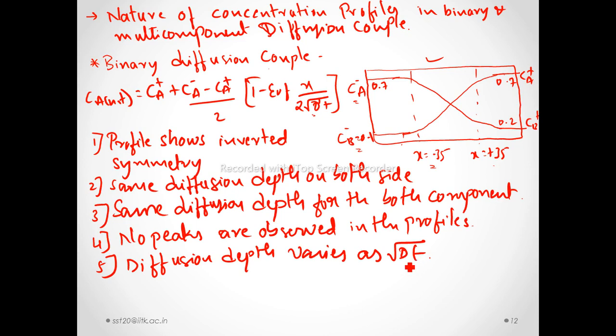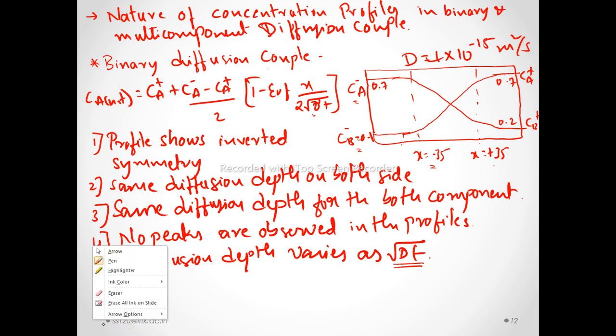So here we can see that the diffusivity value for this diffusion couple is 1 into 10 to the power of minus 15 meter square per second. Correct? So when we are increasing the diffusivity value, for example, I will take a whiteboard so that I can explain very well.